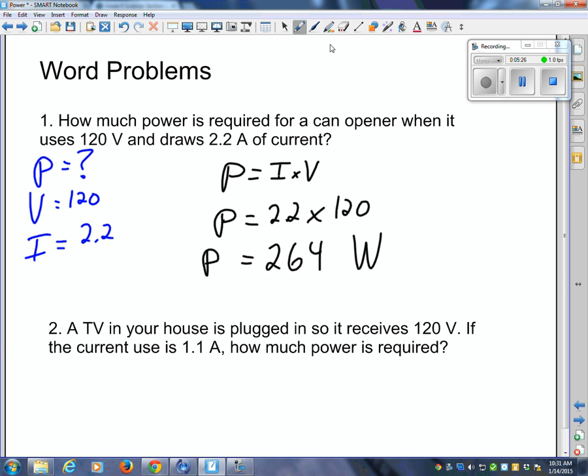You're going to be able to do this today. You're going to be able to figure out how much power. There's a few devices around the room that you're going to be able to figure out how much power they need.